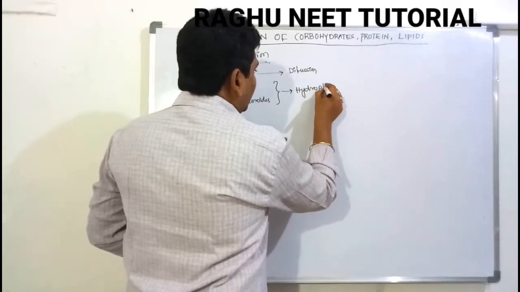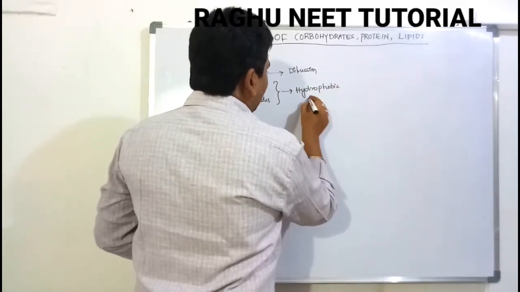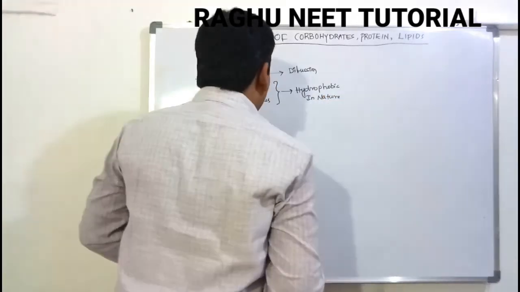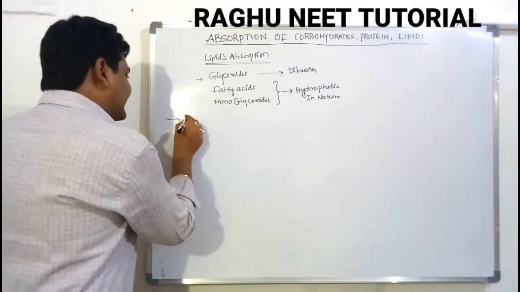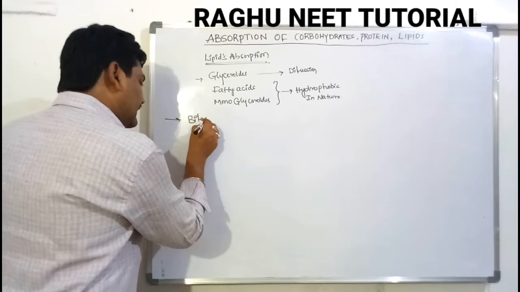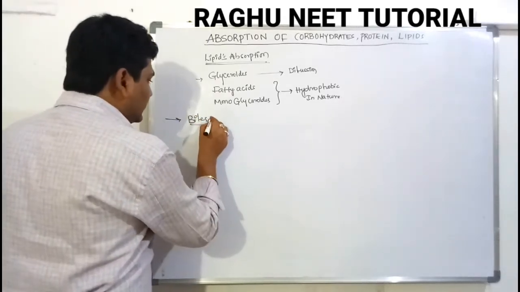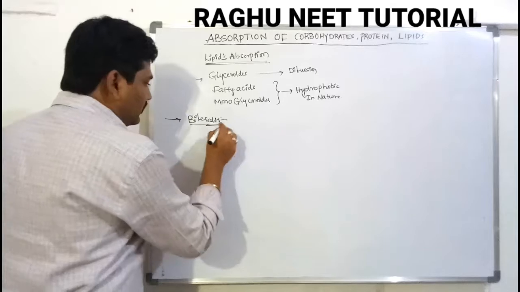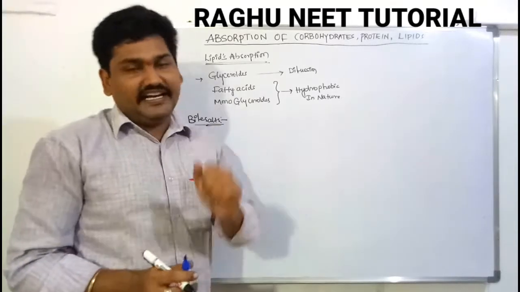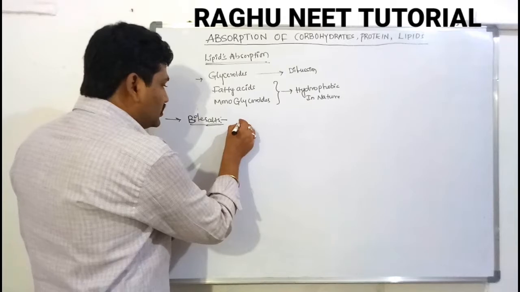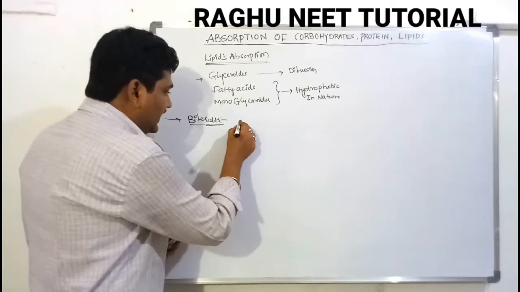hydrophobic in nature. These are hydrophobic in nature. What is the hydrophobic nature? Bile salts have a head region and a tail region. Head portion and tail portion are present in bile salt.